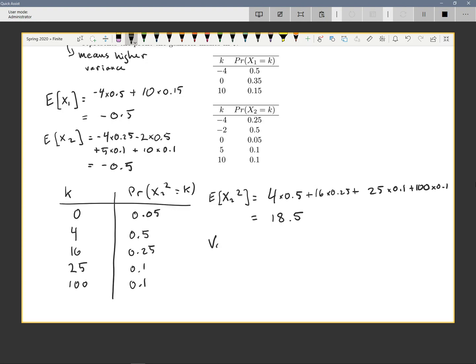Alright, so then the variance of x2 equals 18.5 minus the expected value of the variable, which was minus 0.5, squared. That's important, because now this negative value is becoming positive. So 18.5 minus a quarter is just 18.25. So that's the variance, and then the standard deviation of x2 is equal to the square root of 18.25. That tells you how spread out it is on average. And then what you need to do is do the same thing for x1, and compare.